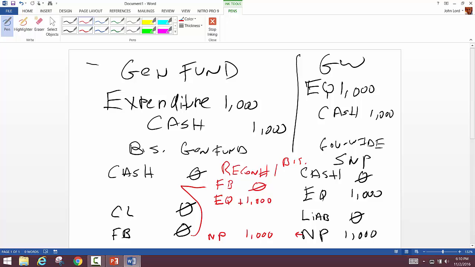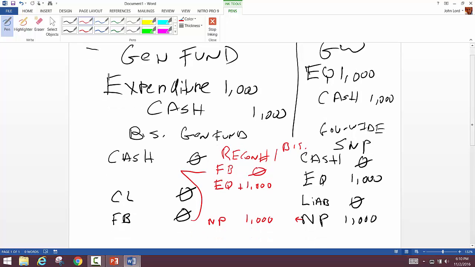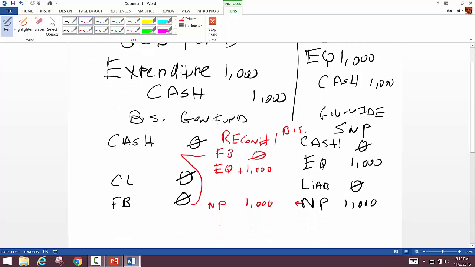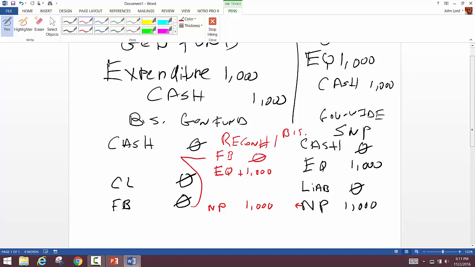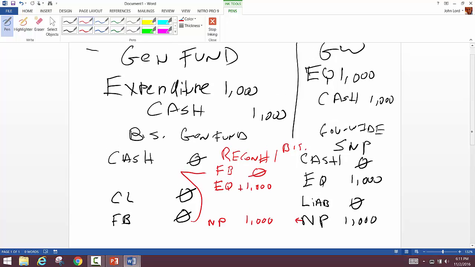Now, what would happen if I had some long-term debt of $500? Would I report that long-term debt on my statement of net position at the government-wide level under full accrual accounting? Yes, I would. So I would report long-term debt here, and I'll just make it up and say it's 400.